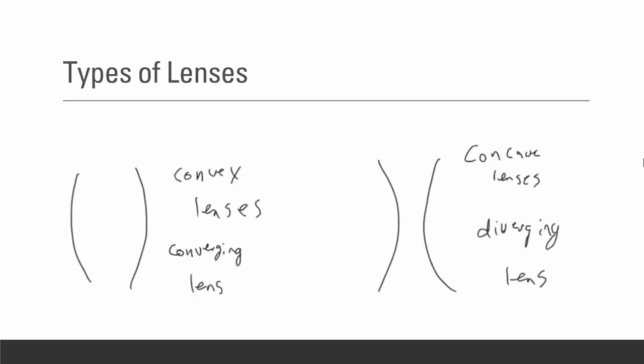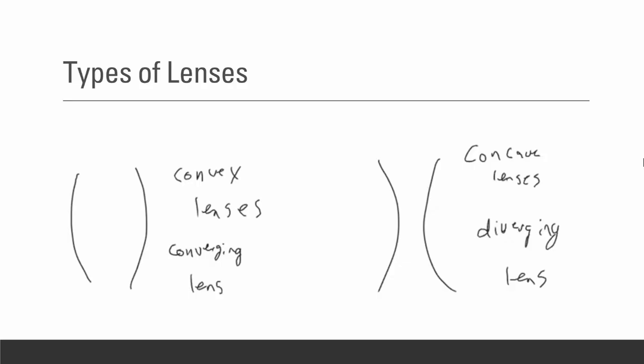We'll start with lenses first. There are two types of lenses. There are convex lenses, sometimes called converging lenses, and then there are concave lenses, which are called diverging lenses. These lines are the general shape that you would have pieces of glass in order to achieve a convex or a concave lens. The convex lenses curve outwards, and the concave lenses curve inwards.